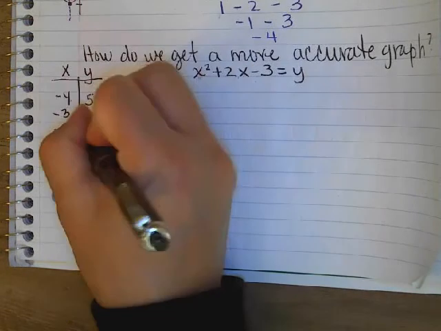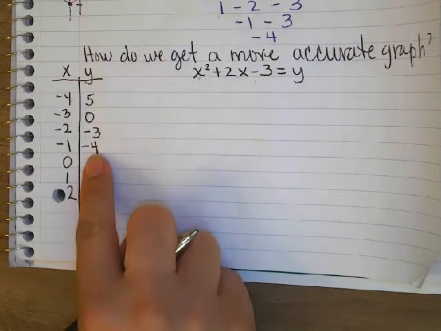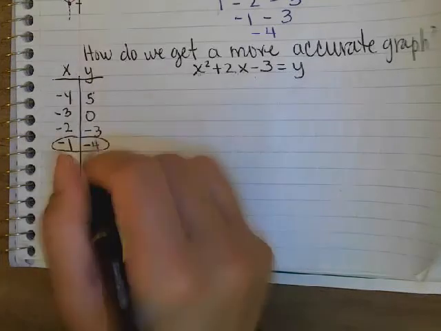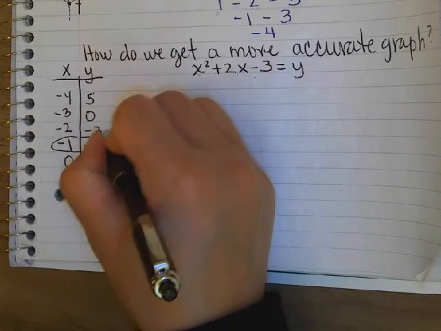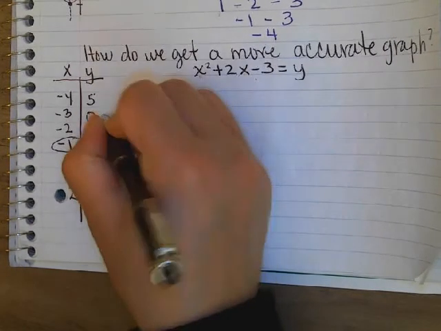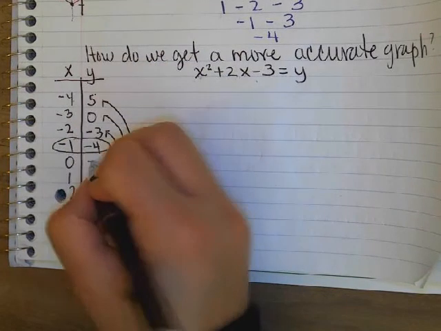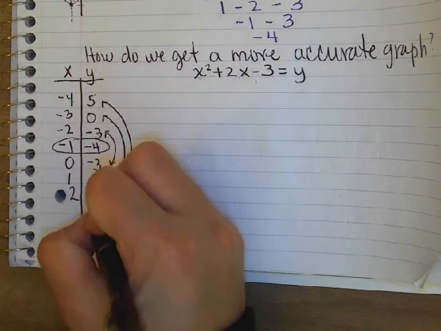Negative 2 squared is 4. 2 times negative 2 is negative 4. So 4 minus 4, gone. And I'm just left with a negative 3. And remember, this is your vertex. Remember what we learned on the first video? That your vertex starts separating repeating numbers.